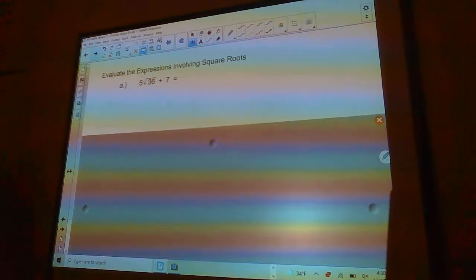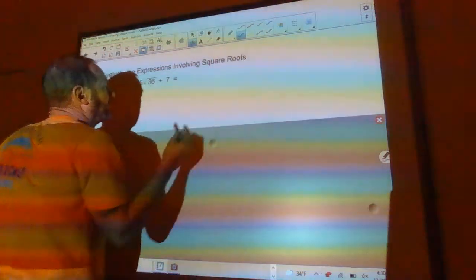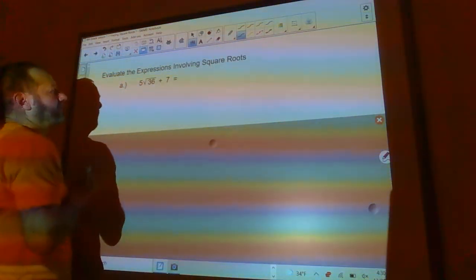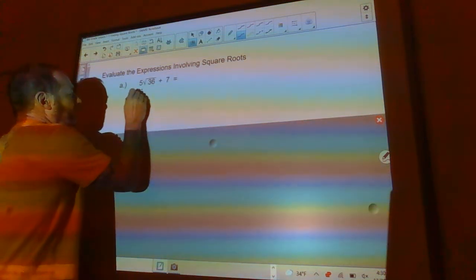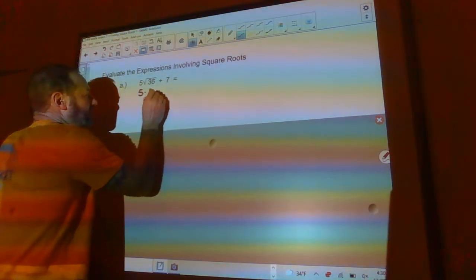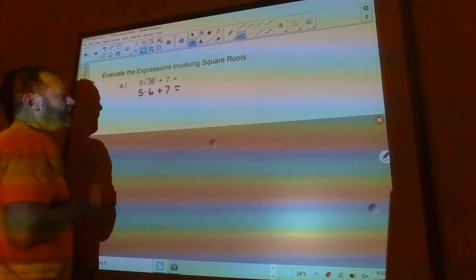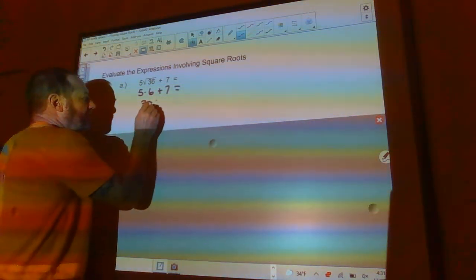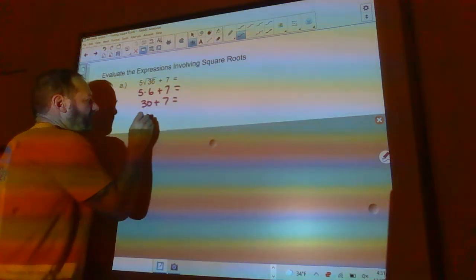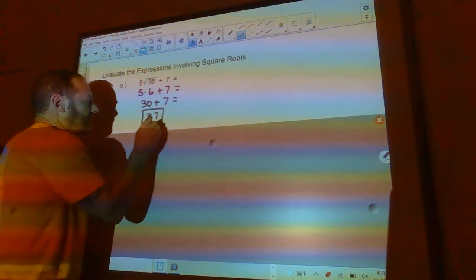All right, evaluate the expressions involving square roots. We've got a couple steps here to do. We've got 5 times the square root of 36 plus 7. So we're going to do the square root first. So this is going to be 5 times 6 plus 7. And then with our order of operations, 5 times 6 is 30, plus 7 is 37.